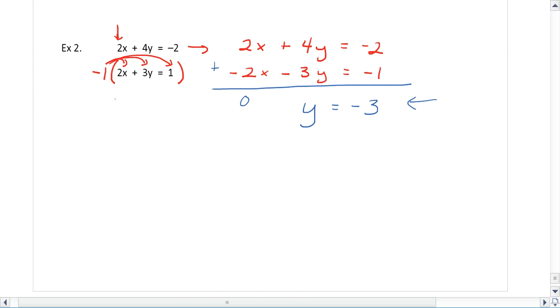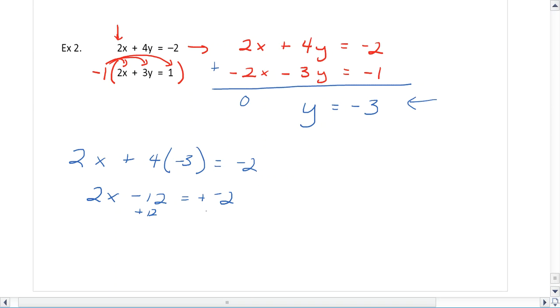So let's go back to one of the originals. Again, it doesn't matter which one. And let's plug in the -3. So if I happen to choose the first equation to put the -3 in for the y, I get 2x minus 12 equals -2. Whoops, I put two negative signs there, sorry.